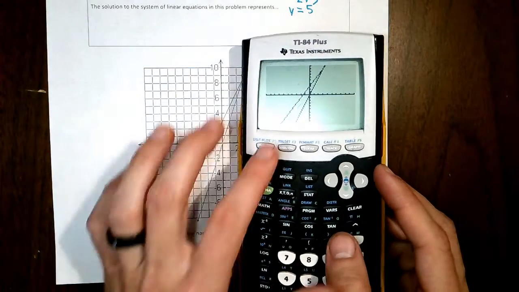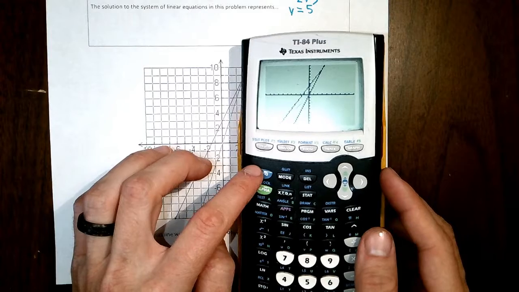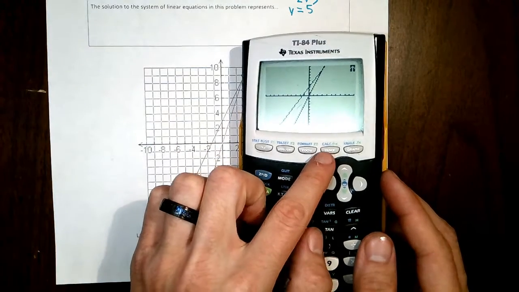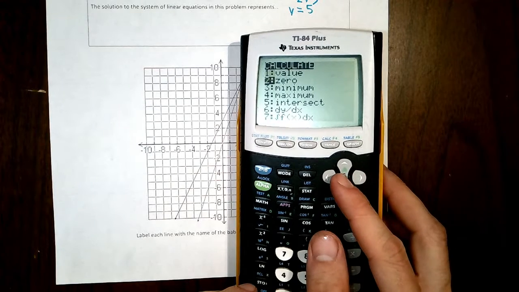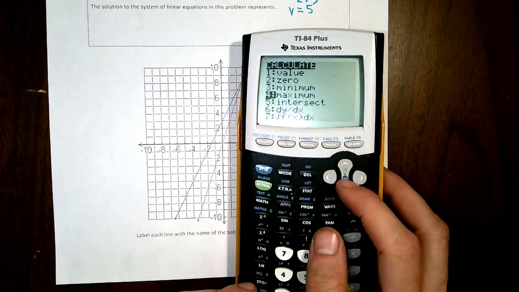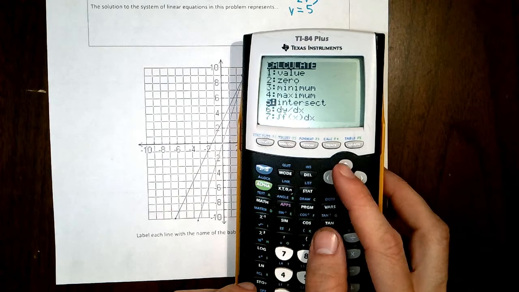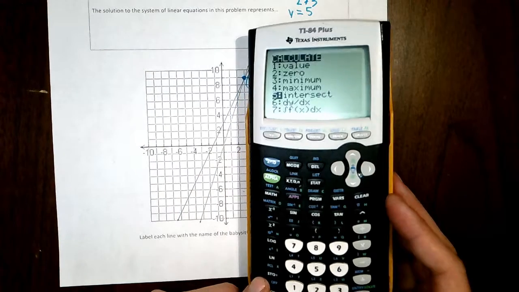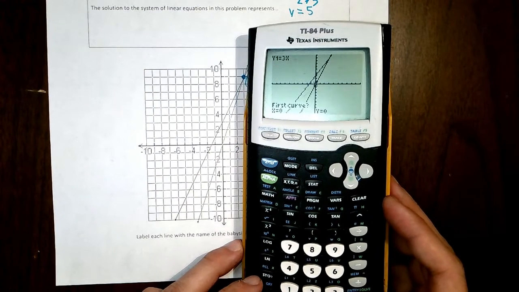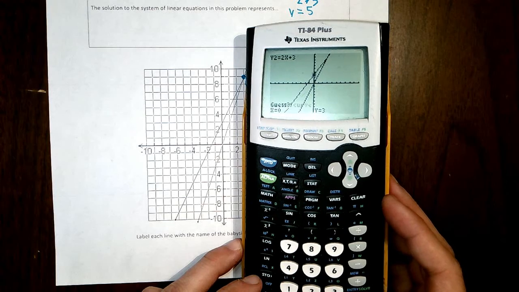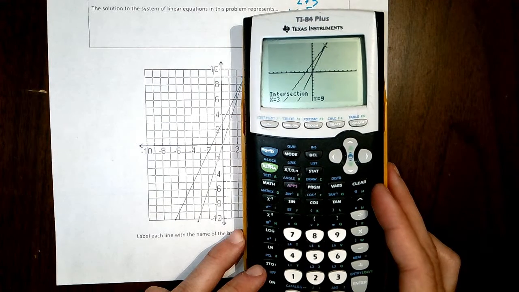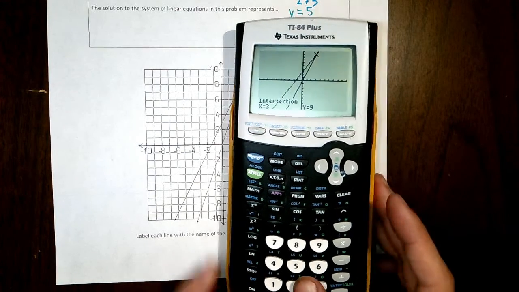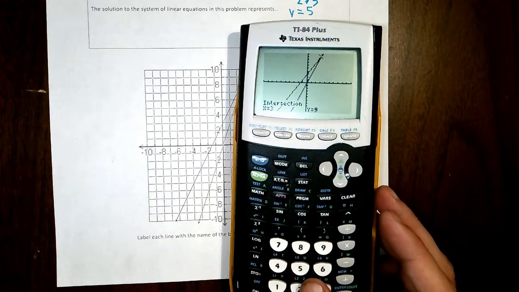So here we go. Now hit second, and then trace. So it's right next to the graph button. Okay, anyone know what thing we're going to try to find? Intersect. Intersect, right, where they cross. So go to number 5 and hit enter. Enter, yes, second curve, yes, go ahead and guess. Intersection is at? X equals 3, y equals 9. So 3, 9. That's the solution to the system of equations.